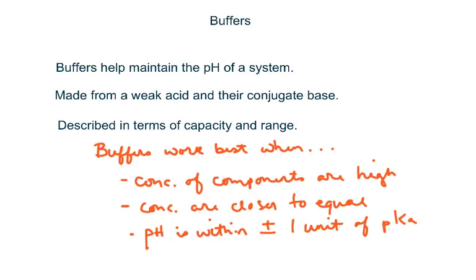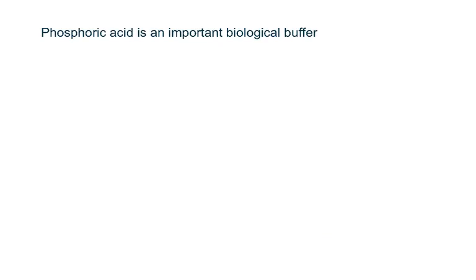So this really is more related to this range here. The pH is effective within plus or minus 1 unit of the pKa. What that means is if you are trying to create a buffer system at a certain pH, you are going to choose an acid whose pKa is within 1 unit on either side of the pH that you want. So not all buffer systems work at all pHs.